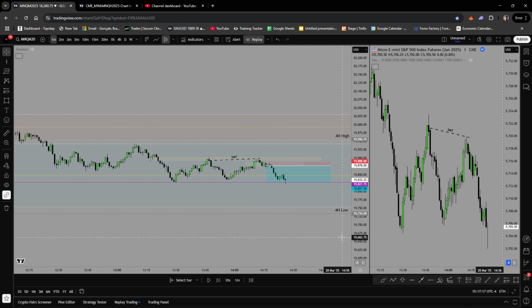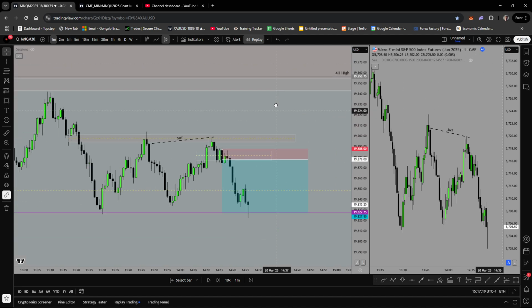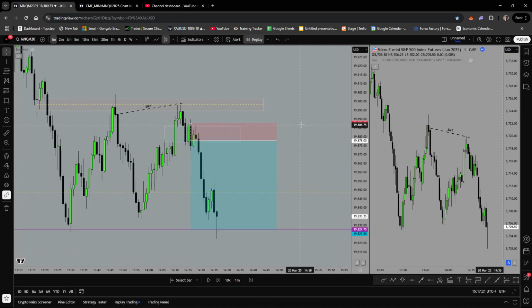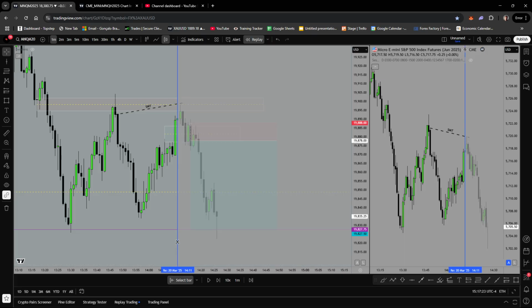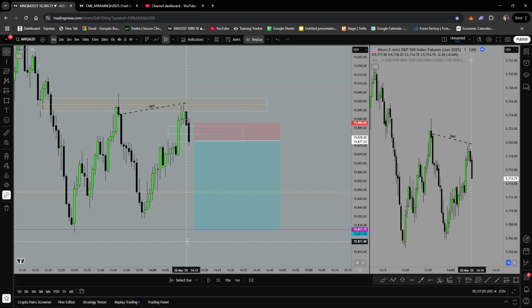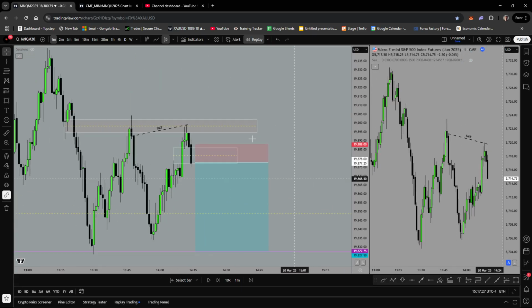Now, on the 1 minute, first of all, you need to make sure you're in the macro, okay? Second of all, when trading an inversion, let's replay, an inversion in this sense, because we're bearish, is a break beneath a bullish gap. That's an inversion fair value gap.